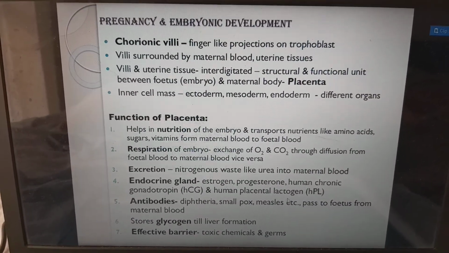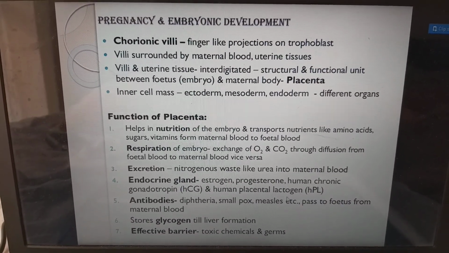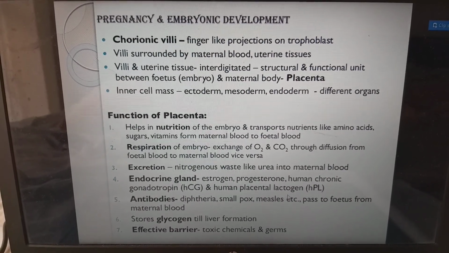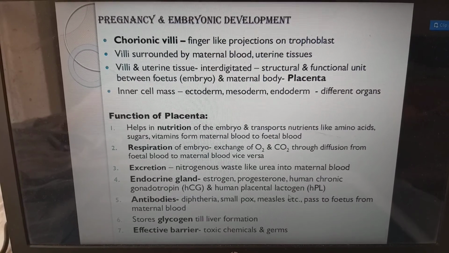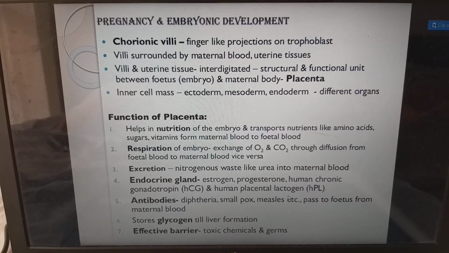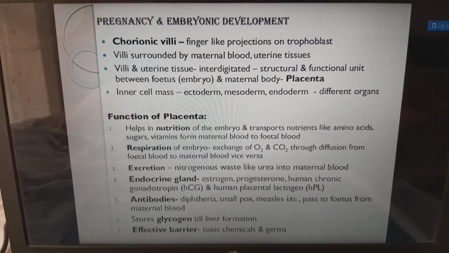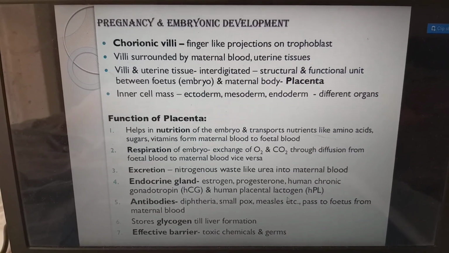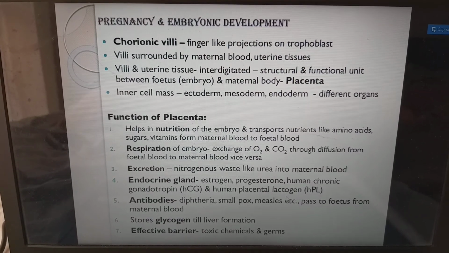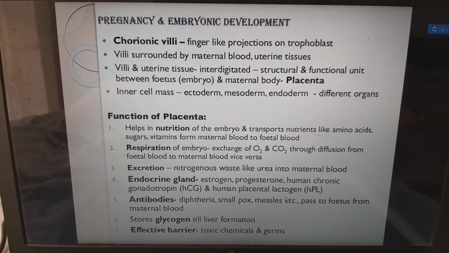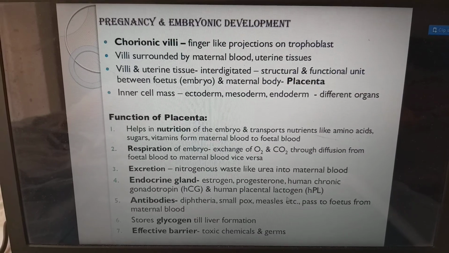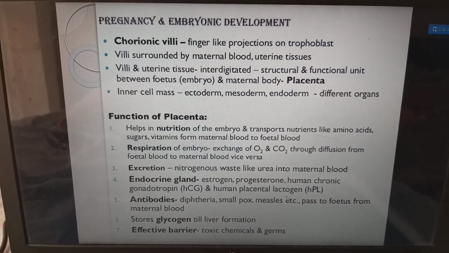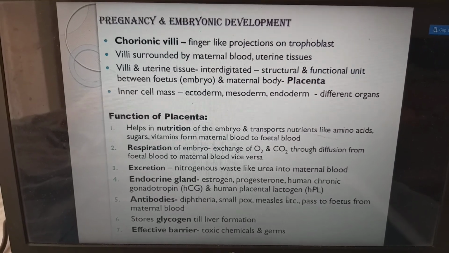The chorionic villi are finger-like projections on the trophoblast, surrounded by the maternal blood and the uterine tissue. The villi and the uterine tissue interdigitate, like when you close the fingers of one hand with the fingers of your other hand. The structural and functional unit between the fetus or embryo and the maternal body is the placenta. The inner cell mass forms the ectoderm, mesoderm, and endoderm, which form the different organs. So the outer layer will form the placenta, and the inner layer will form the three germ layers.